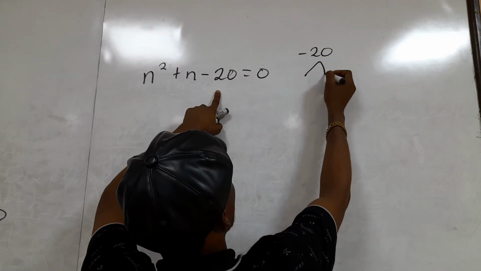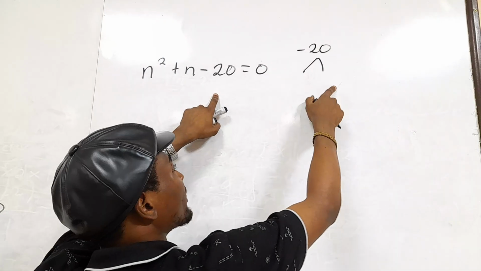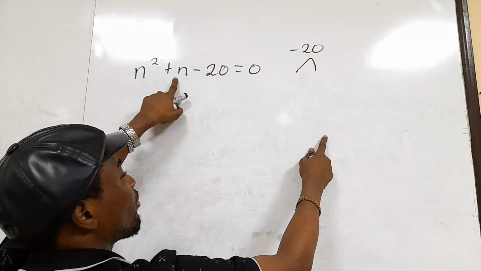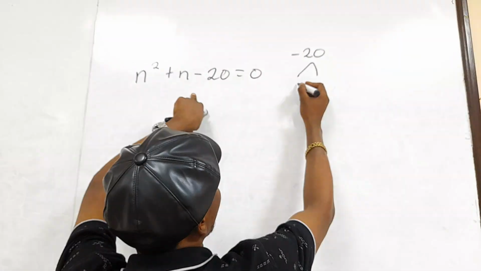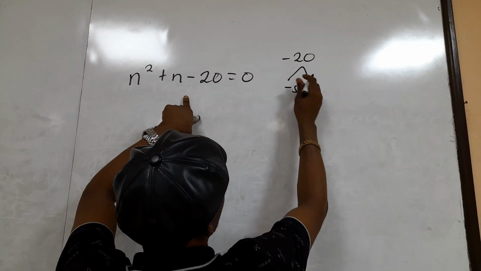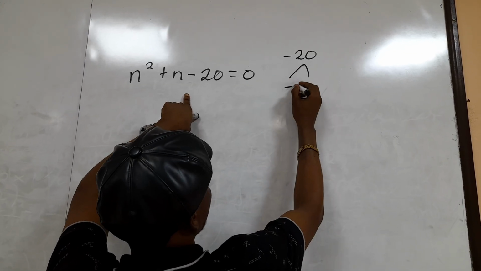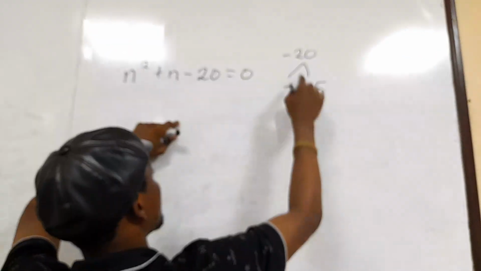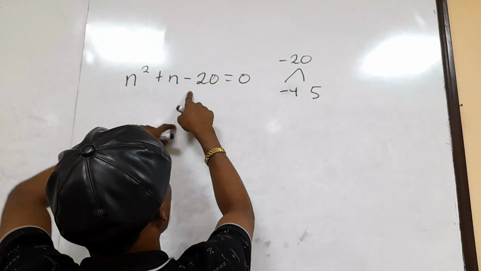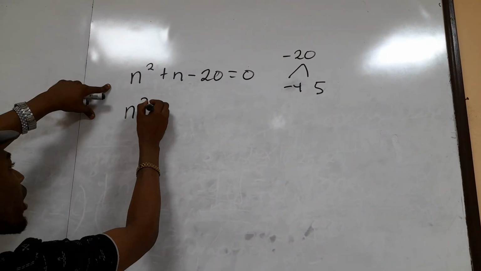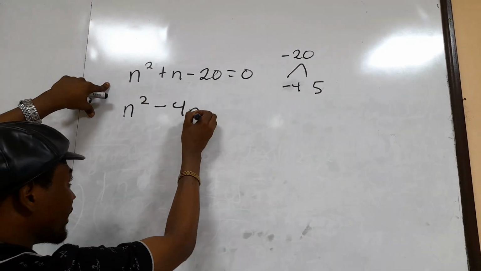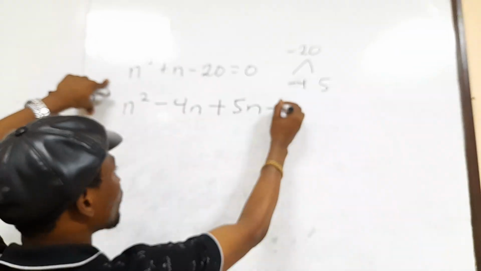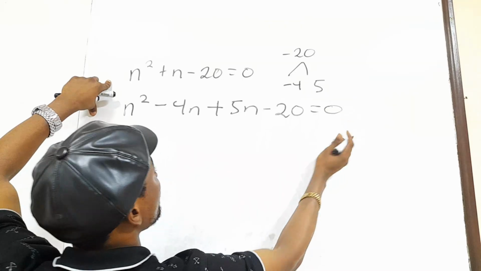Let's look for two numbers which when multiplied yield negative 20, and when added give positive 1n. So I have negative 4 and positive 5, right? This by this gives negative 20, and when you add, you get positive 1n. So therefore I have n squared, then minus 4n, then plus 5n minus 20 is equal to 0.